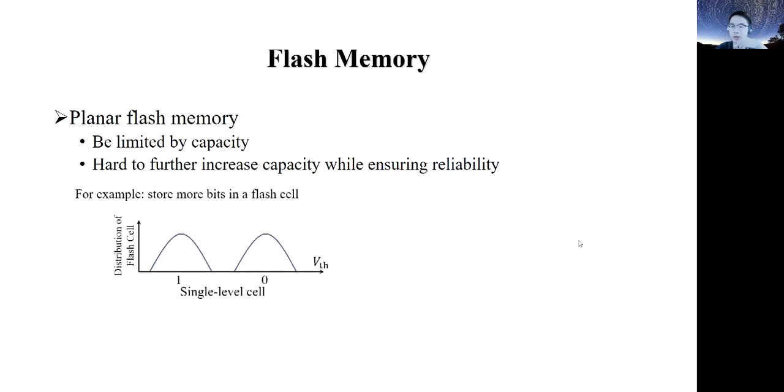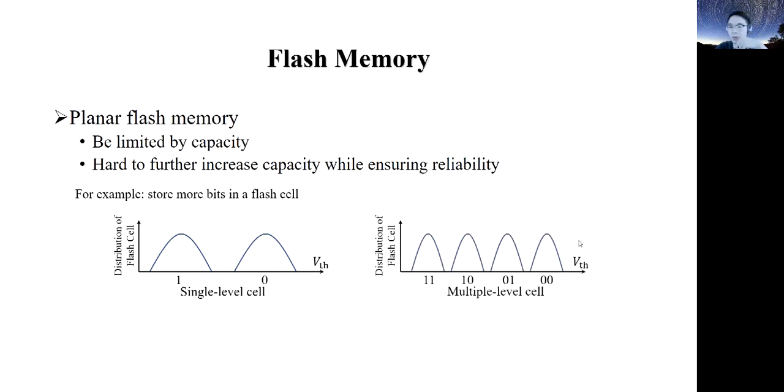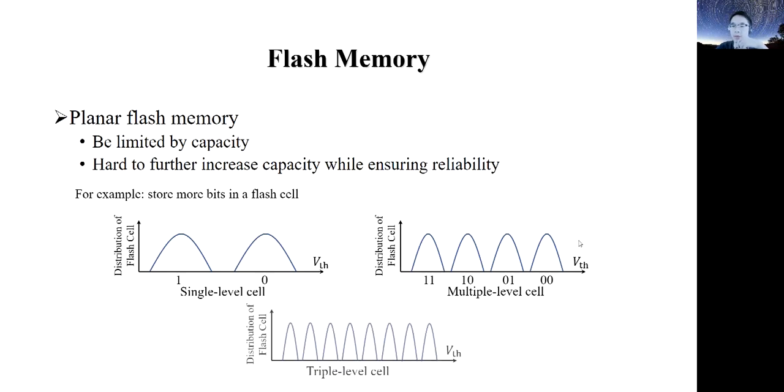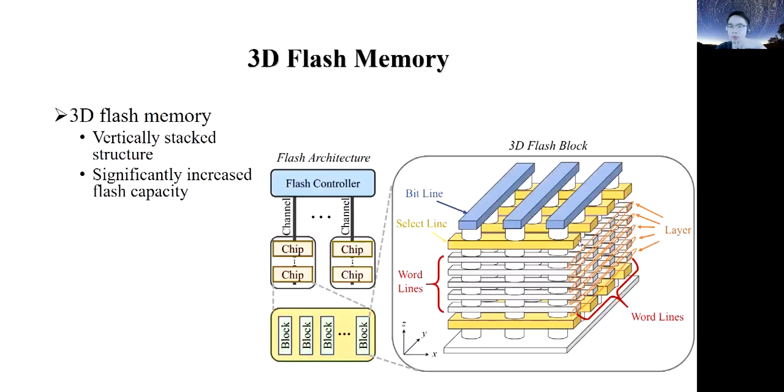For example, in single-level cell mode, each flash cell stores only one bit, so two voltage levels are required. But in multi-level cell mode, each flash cell stores 2 bits. It requires 4 voltage levels, and when a flash cell stores 3 bits, it requires 8 voltage levels. As the number of bits stored in the flash cells increases, the spacing between adjacent voltage levels becomes closer and closer, which increases the probability of data error.